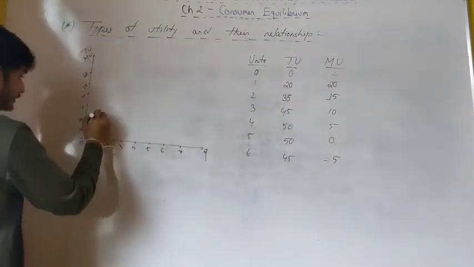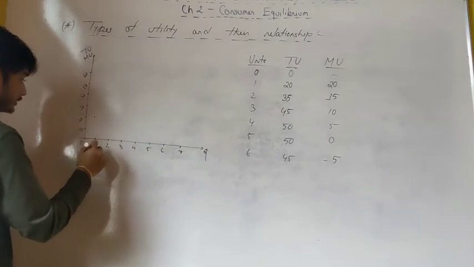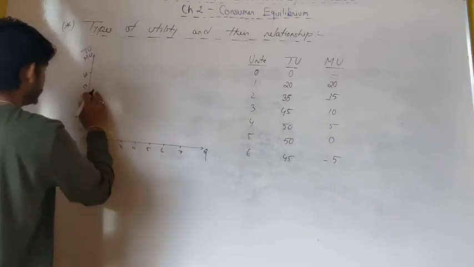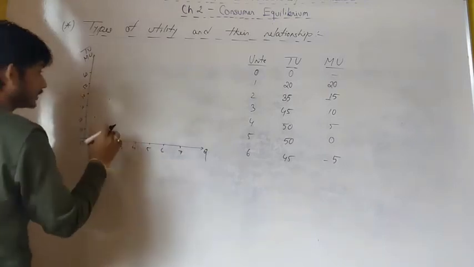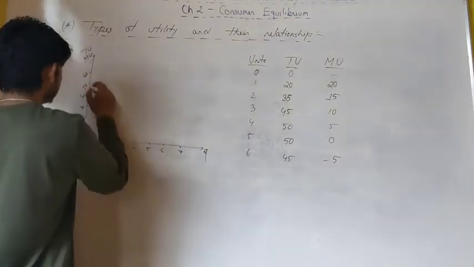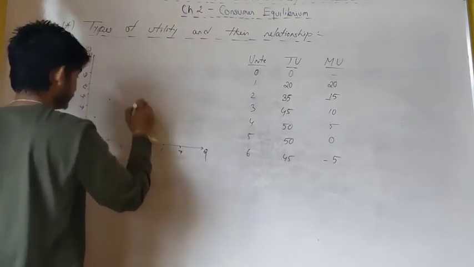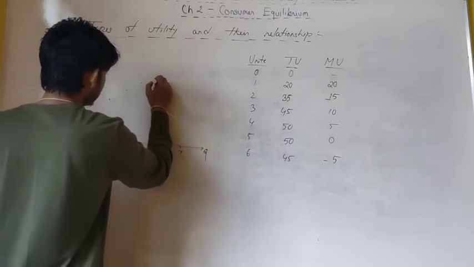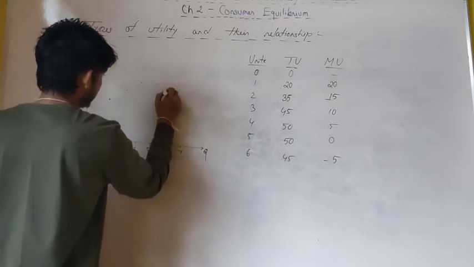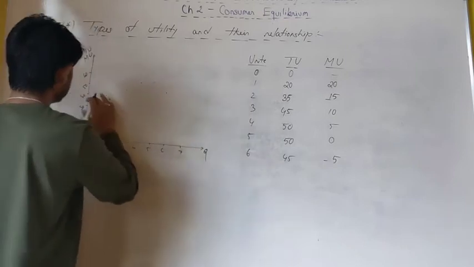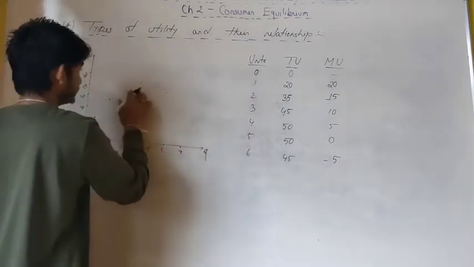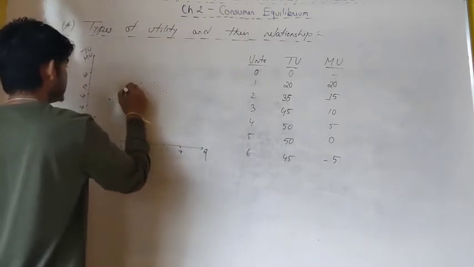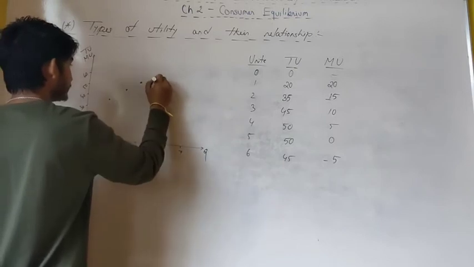So for the first one, 1 against 20. Let's give a point. 1 against 20. This is the point. Then for 2 it is 35, somewhat in between 30 and 40. Then 45, then 50, and then for the sixth unit it is again 45. I'm just making these points a little bit bigger so that you can understand.